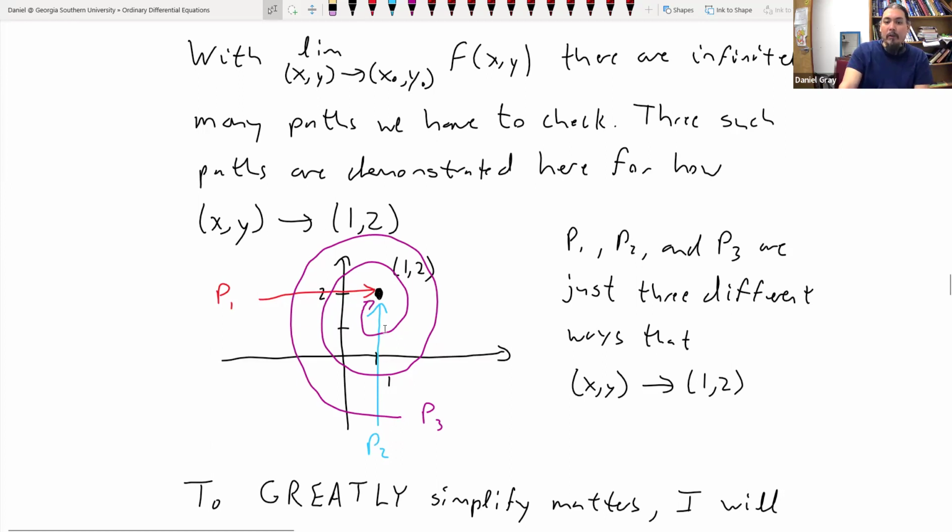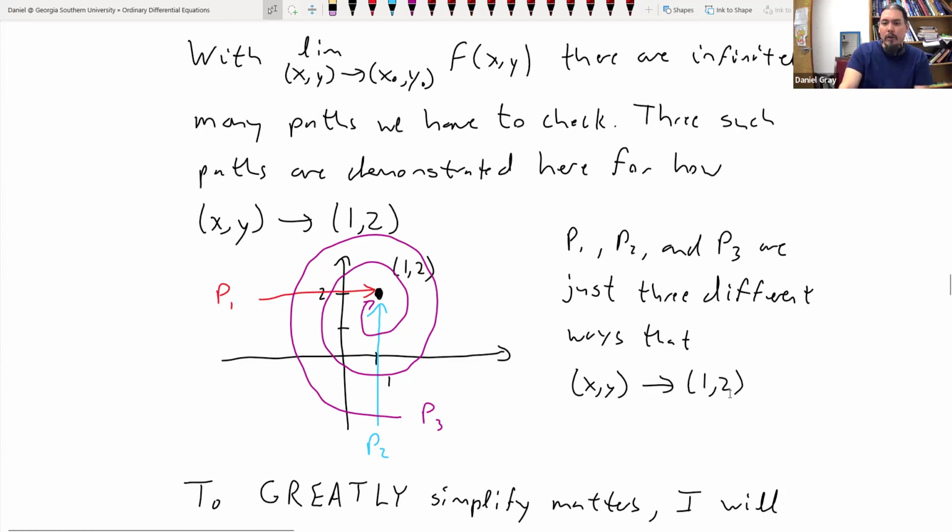Our blue path over here, P2, here we have our x value is always 1, but now our y value is increasing to 2. And then our path P3 over here is just spiraling inward. So your x and your y are spiraling inward like that, and so that's just a completely crazy path. But we can draw as many completely crazy paths as we want, right? So there are really just infinitely many really crazy ways that x and y could be approaching 1, 2.